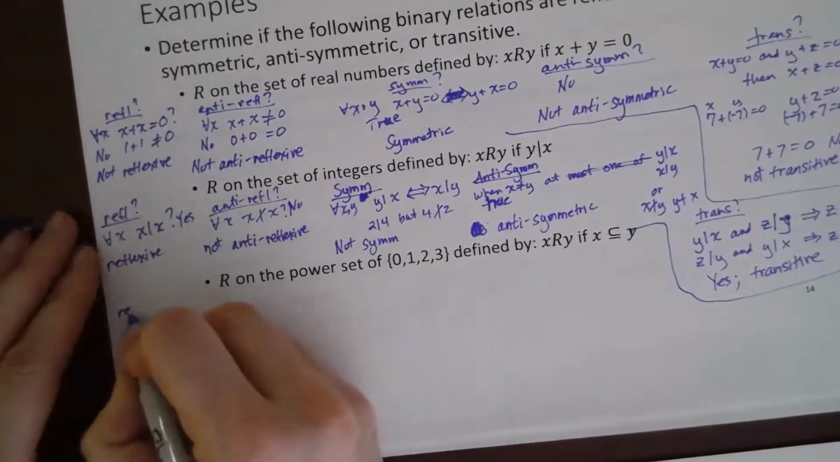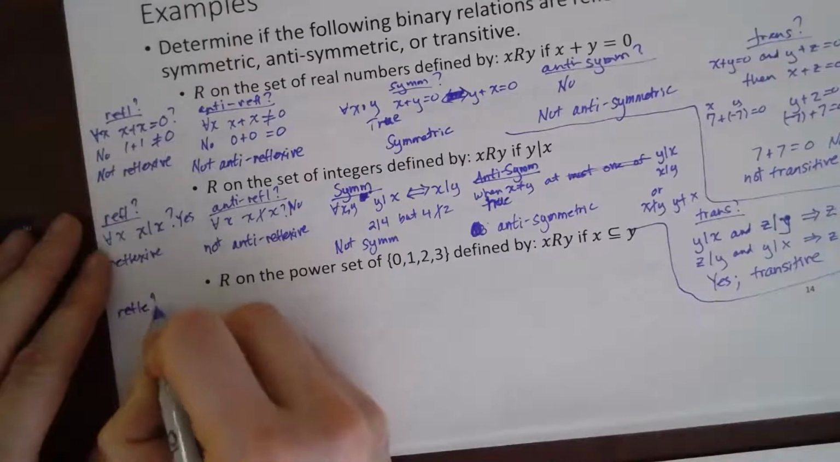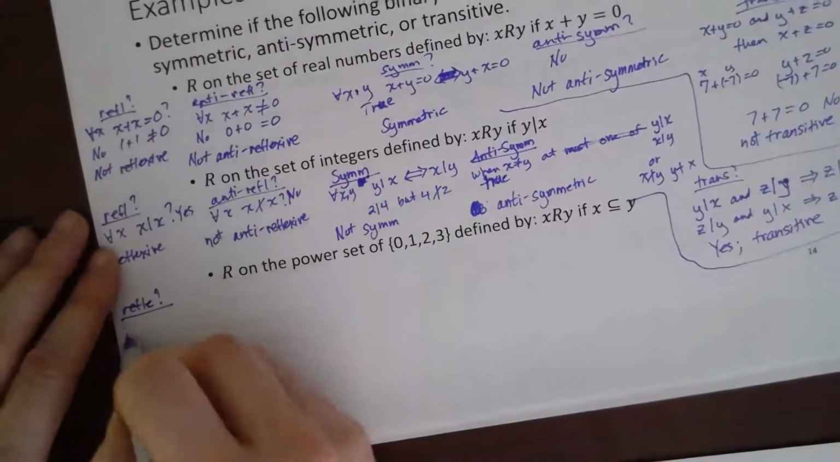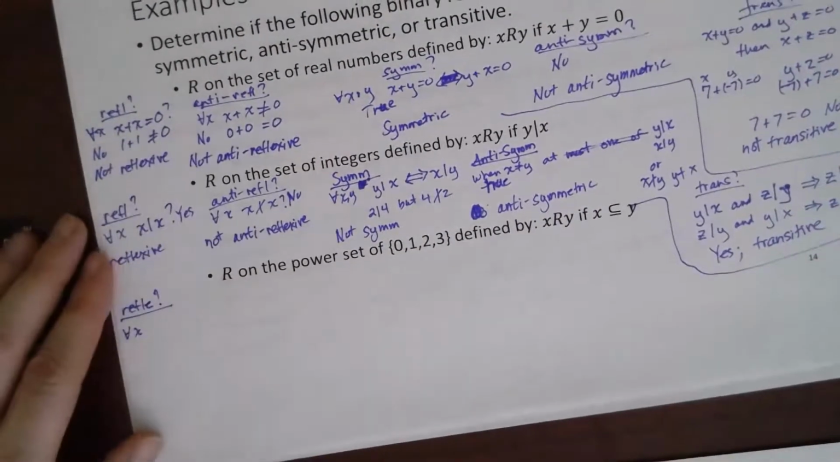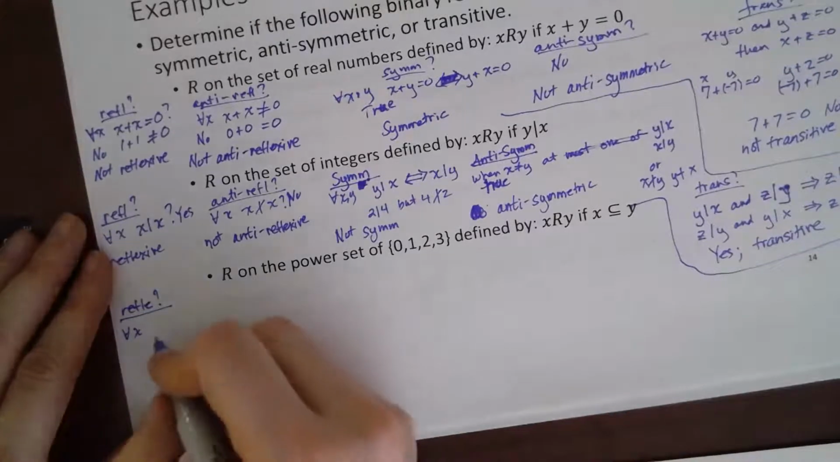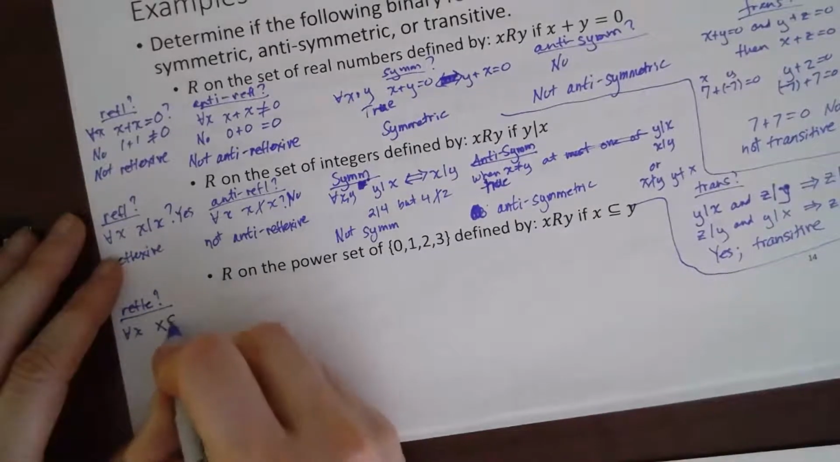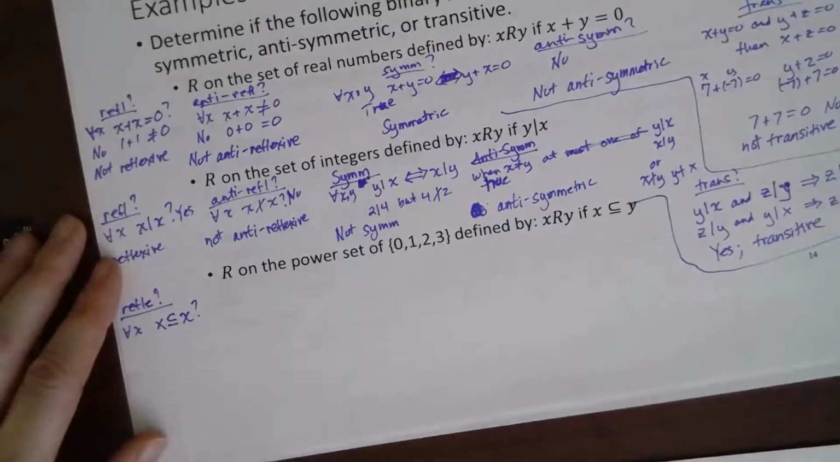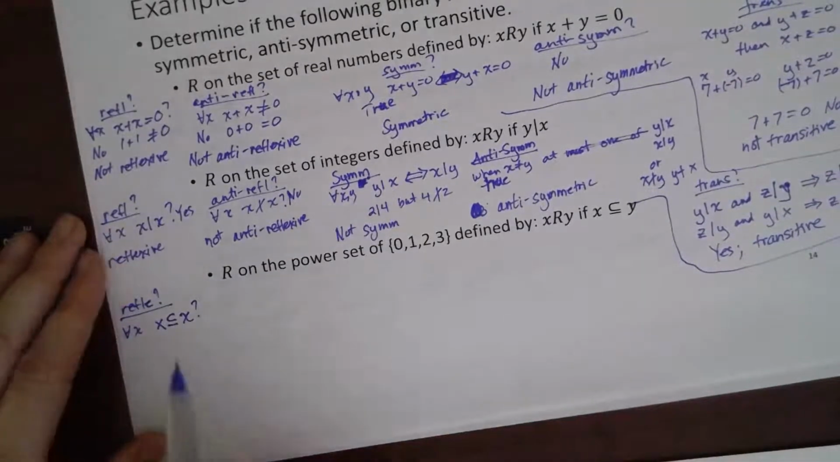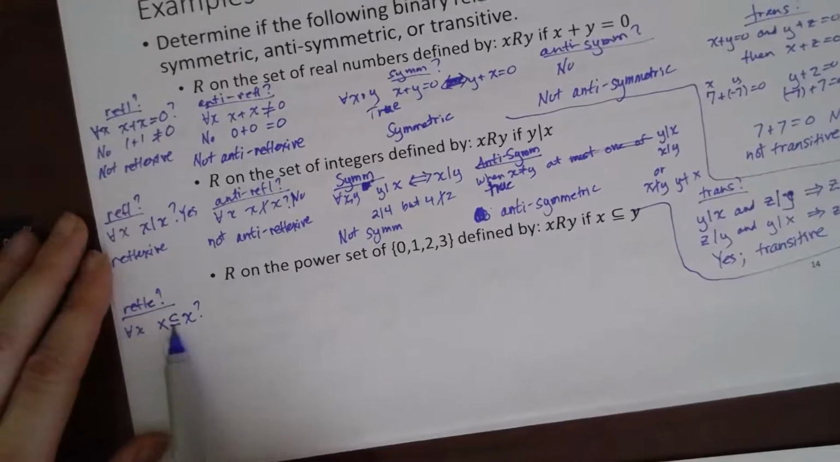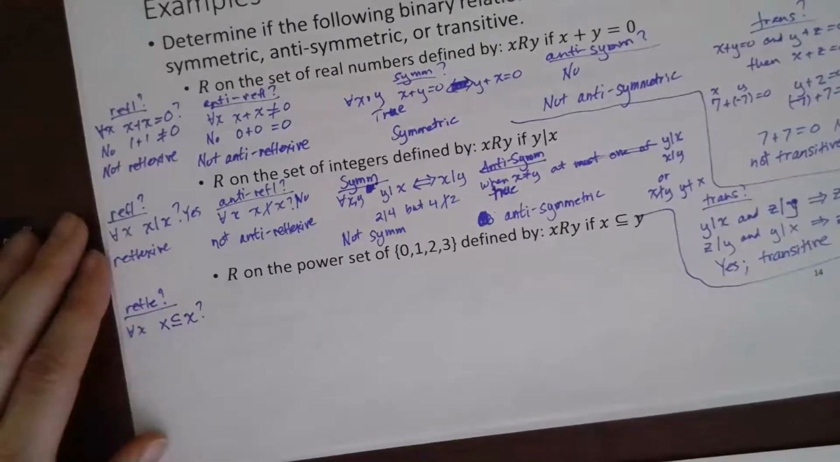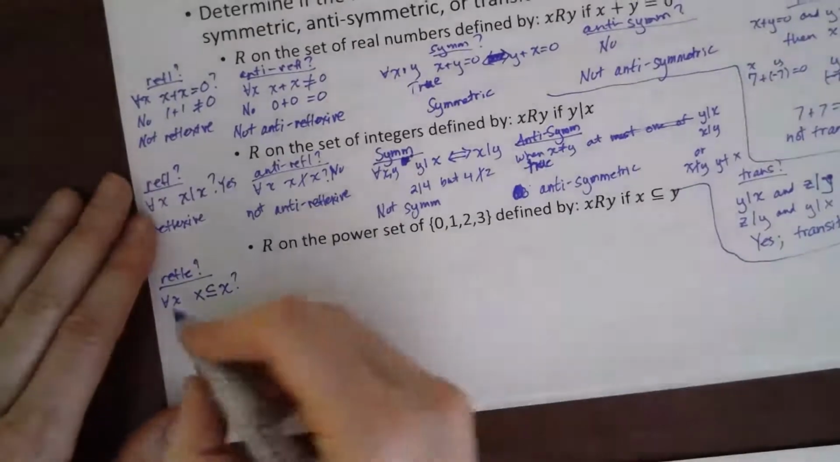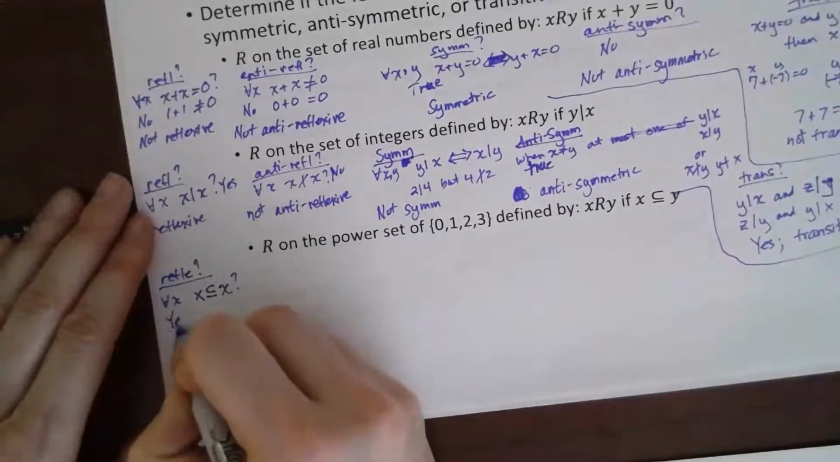Okay, so the question is, is it reflexive? So for all x, now these are sets, is a set X always going to be a subset of itself? Yes, as long as you have that little equal, it gives an option of being equal. And so yes, every set is a subset of itself. So this is yes, so it's reflexive.